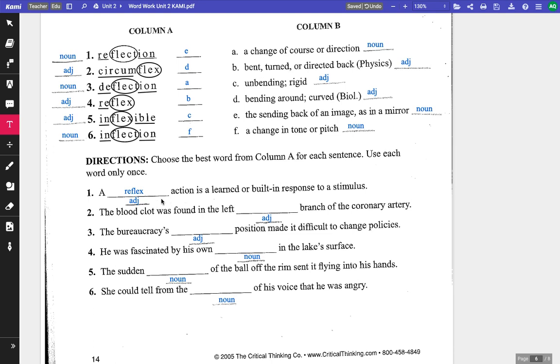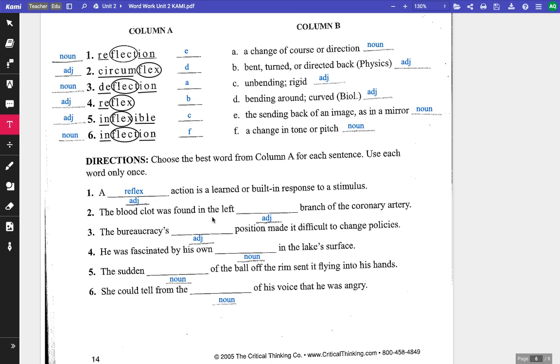You could also just say a reflex is a learned or built-in response. So a reflex is a noun. So you can use it however you'd like. Just make sure you label it correctly according to how you've used it in the sentence. Remember, a word can only have one part of speech when you use it in a sentence. So you should only list one part of speech according to how you use the word.